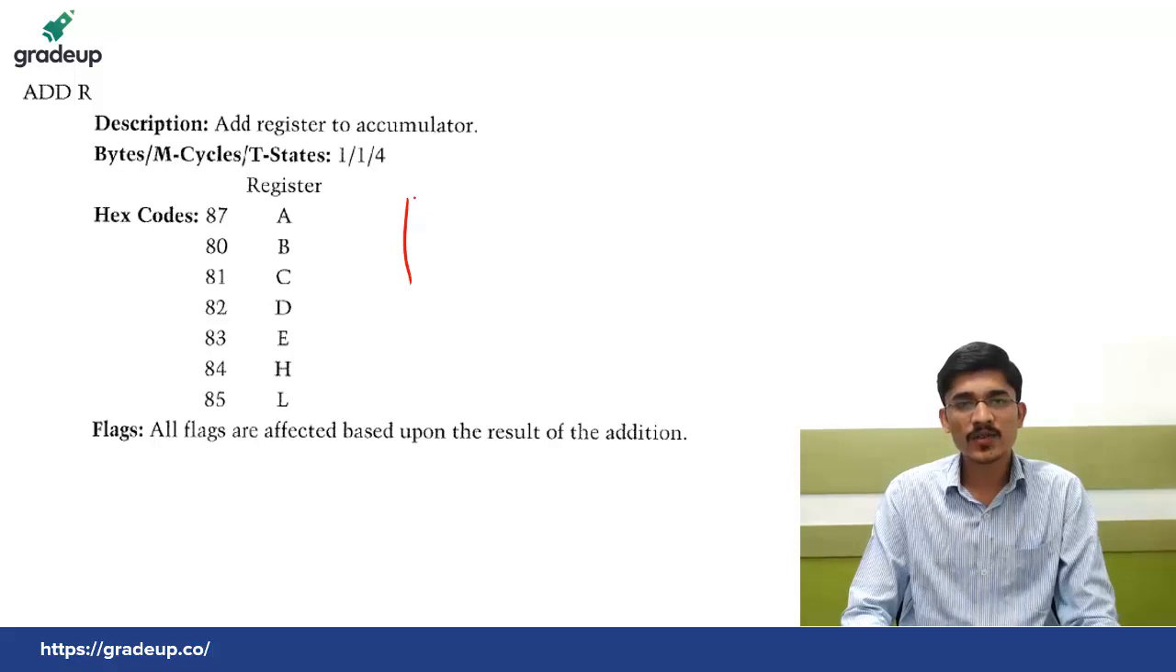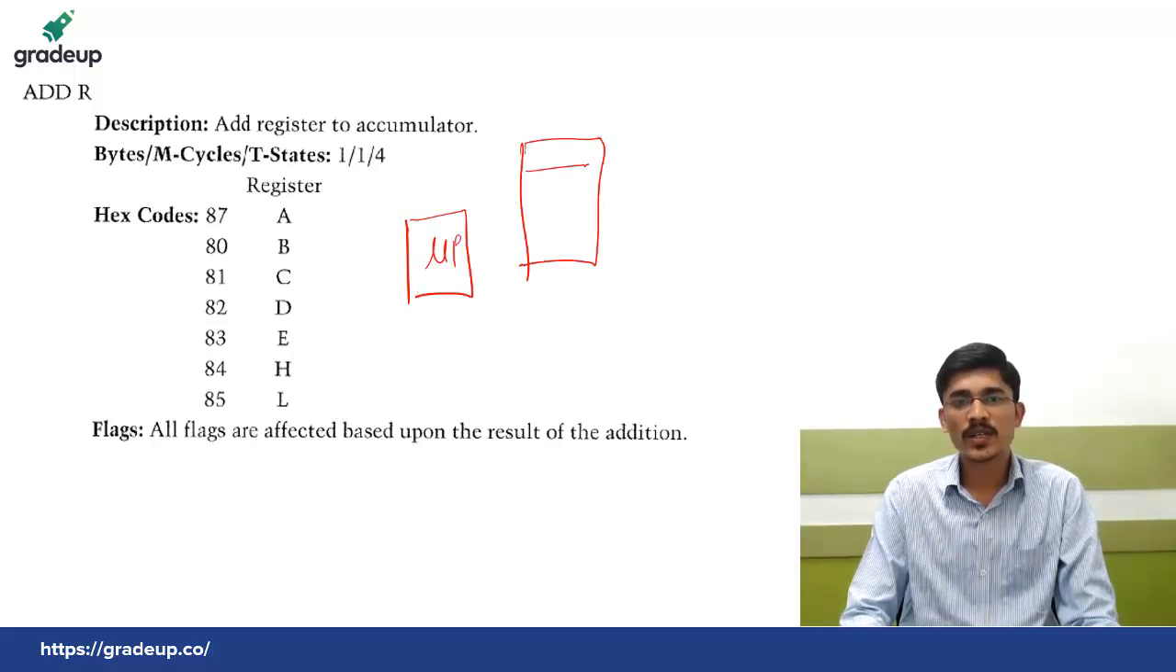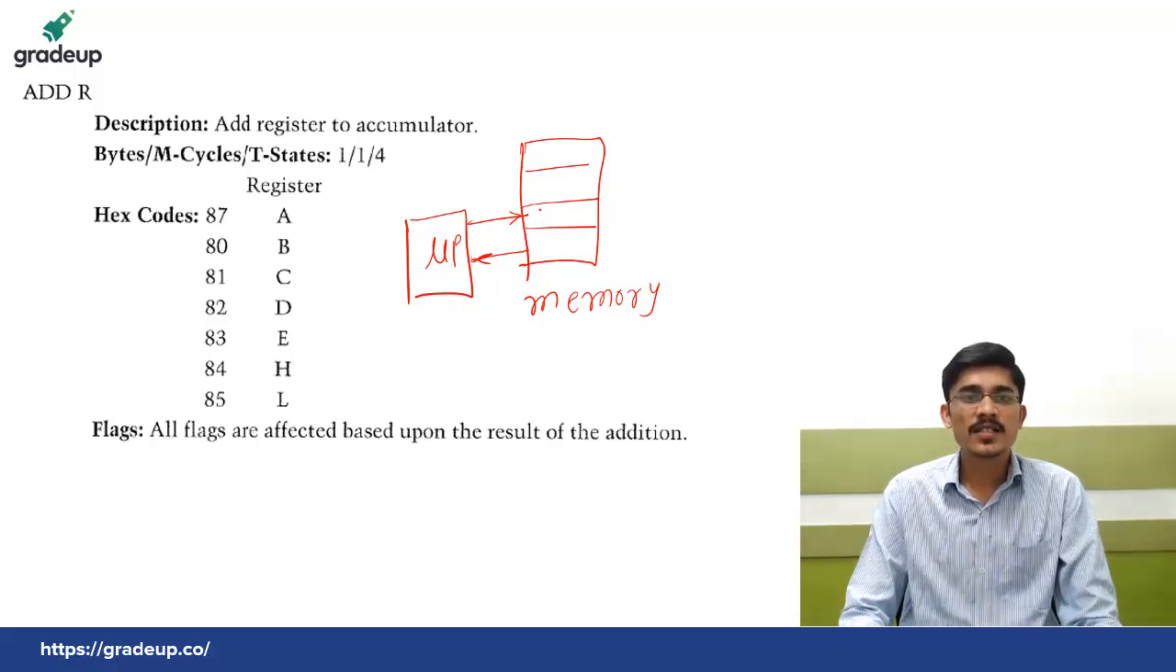In the last lecture we saw that this is our microprocessor and this is our memory. In the memory, different memory blocks are there. They are connected with the bus. In the last lecture I explained what a bus is and how they are connected. Suppose here it is written ADD B.